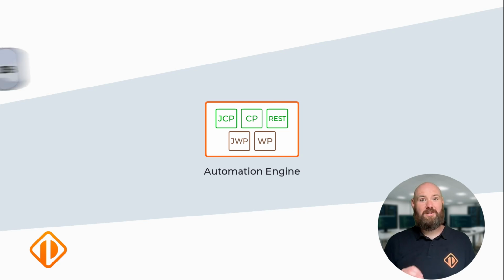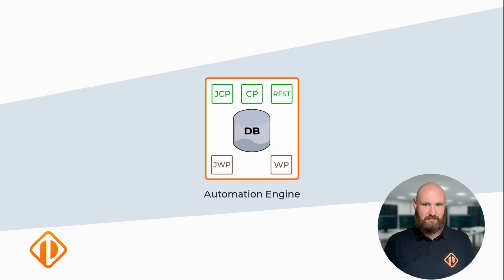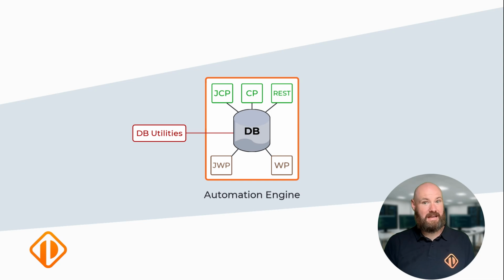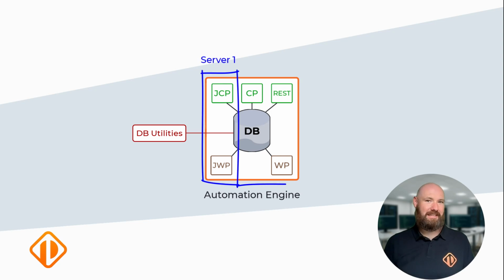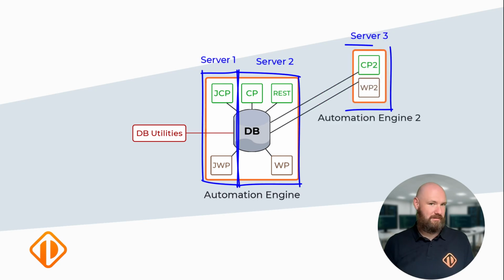All processes are directly connected to the database. Apart from the server processes, only the database utilities have a direct connection to the Automic database. You need these utilities, for example, for certain maintenance tasks. You can distribute the Automic server processes across multiple servers for load balancing, high availability, or both.